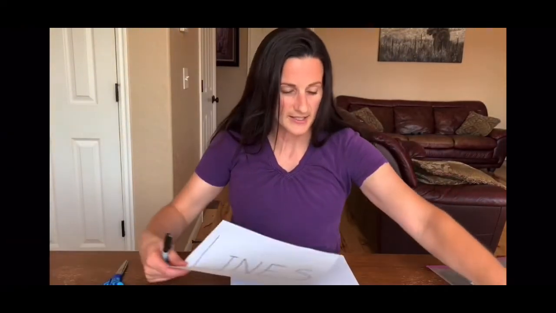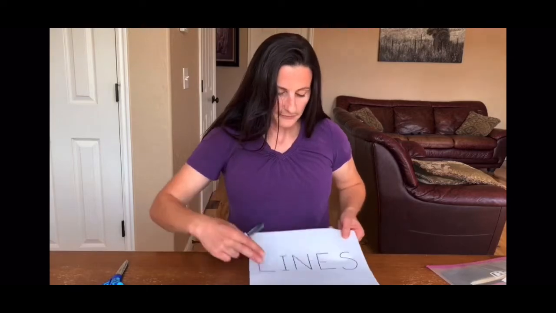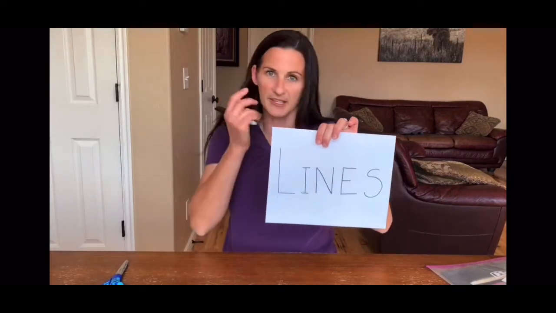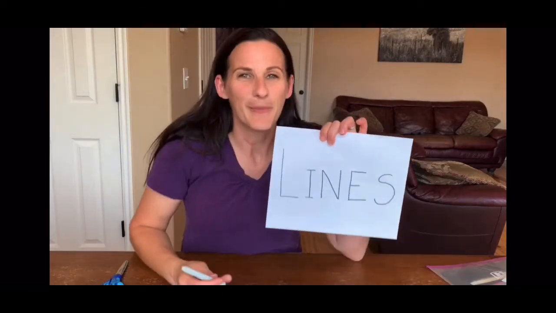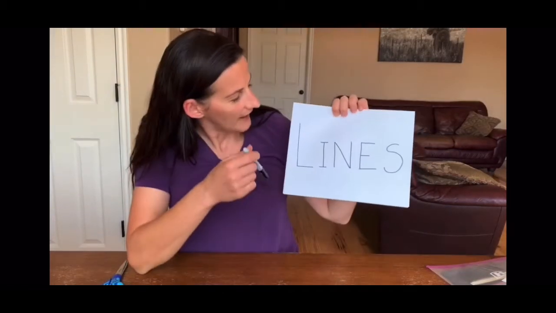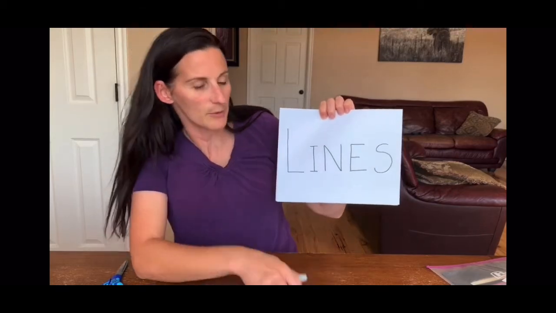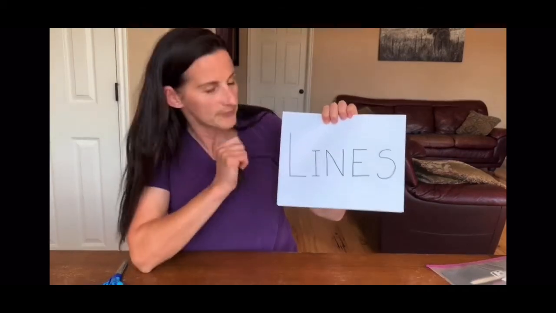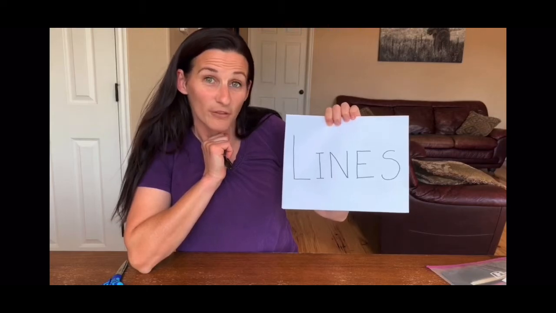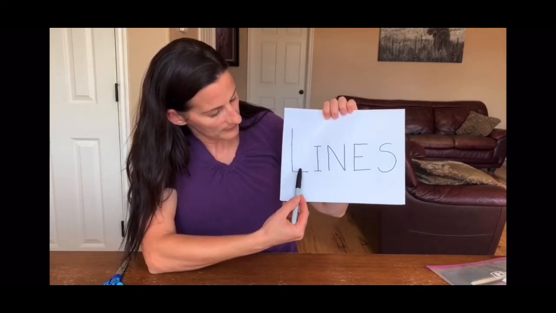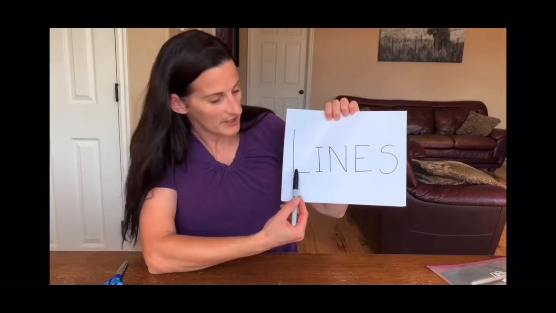So let's have a little quiz using the word lines, because you might notice that some of these lines put together make a letter. So this first type of line, what kind of line is this that we went over? The one that goes straight up and down. That's right, it's a vertical line. And then what about this line that goes that direction? It's a horizontal line. Good.